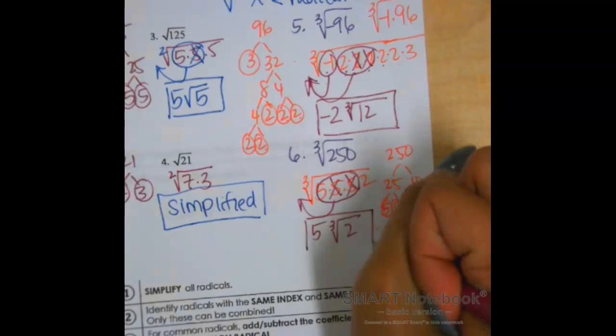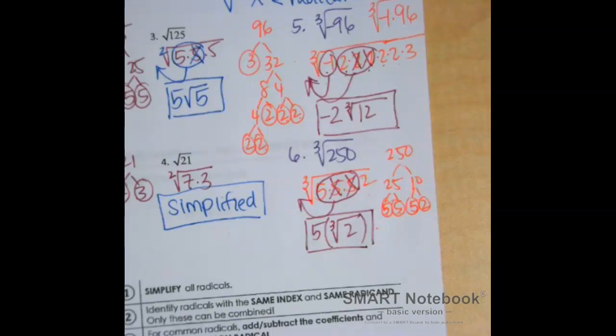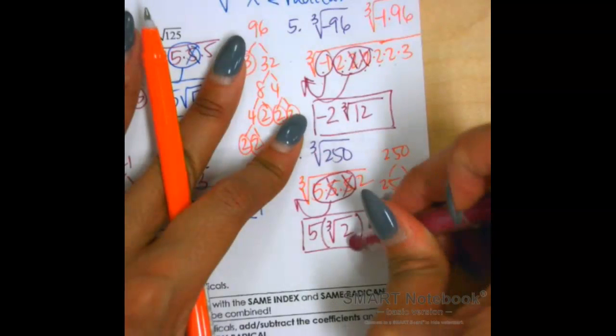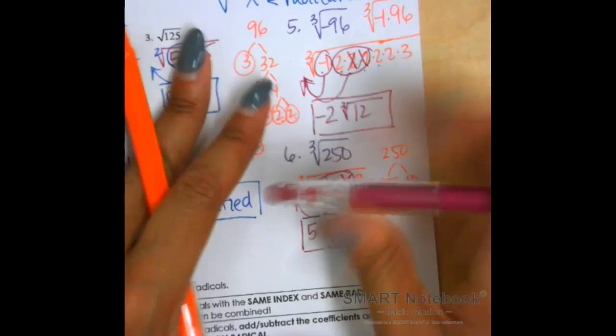Be careful when you're writing this out. If you need to put parentheses around what your radical is, you can. I won't take off points if you don't, but if you're afraid that you can't tell or I can't tell which one is your index and which one is an exponent, you can put it in parentheses.